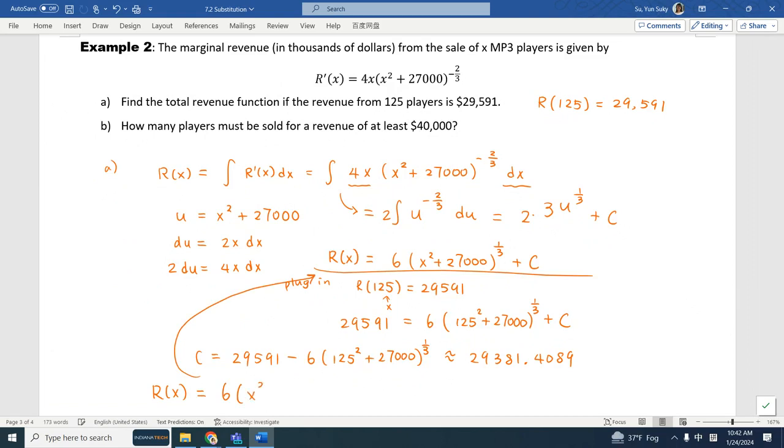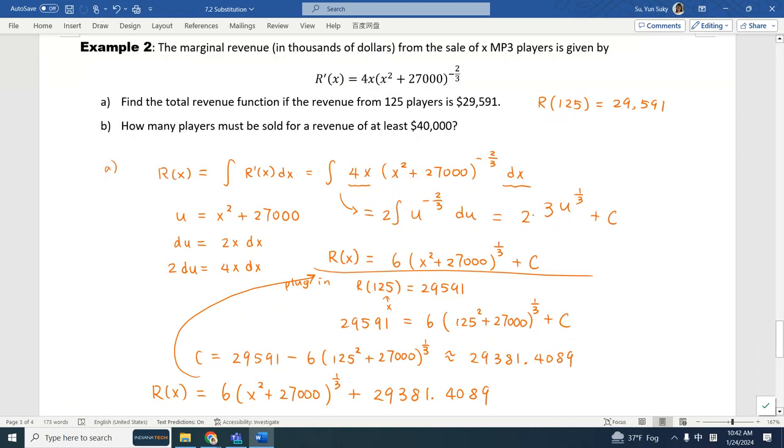So 6x squared plus 27,000 to the 1/3 plus C. The C is 29381.4089. So that is our total revenue function. Okay, everybody? So the method is similar to what we have done, but just the number is a bit bigger, more complicated. So that's part A.